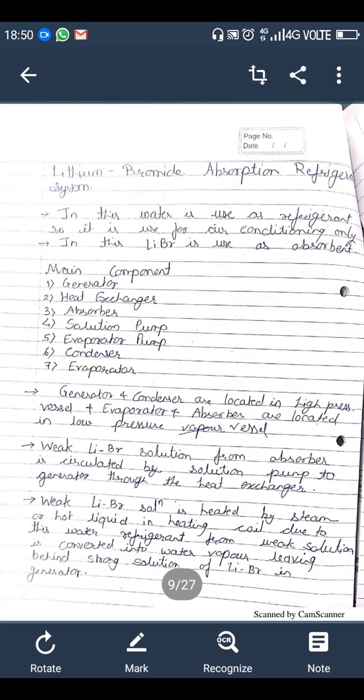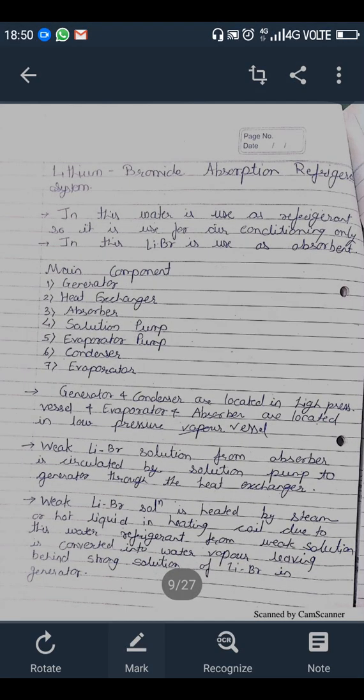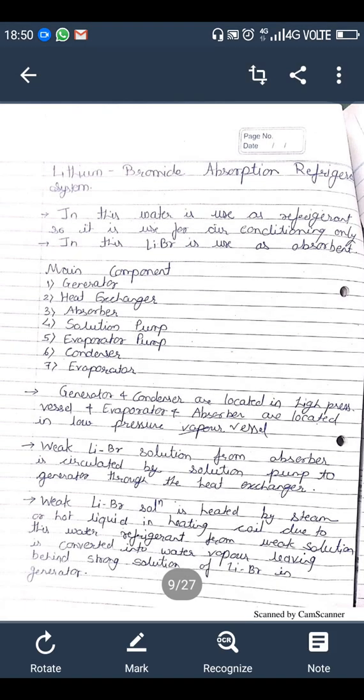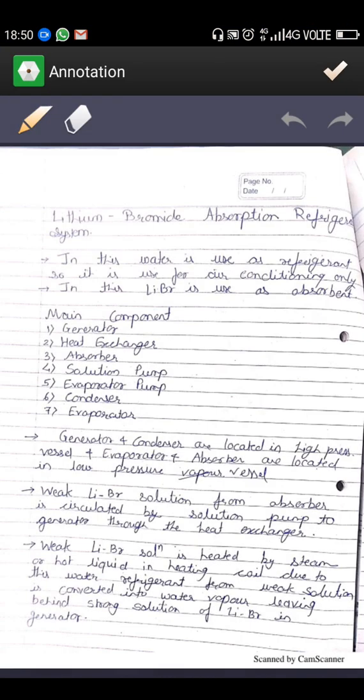In this lithium bromide absorption system, water is used as the refrigerant, so it is used for air conditioning only. LiBr is used as the absorbent, and the main components are the generator, heat exchanger, absorber, solution pump, evaporator pump, condenser and evaporator.